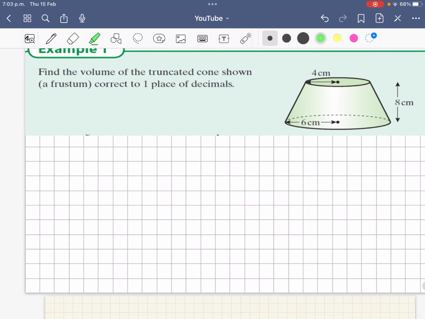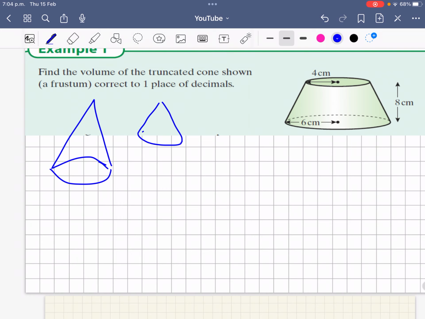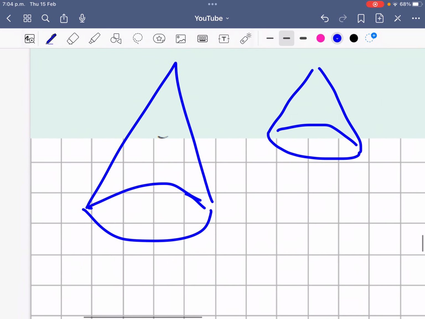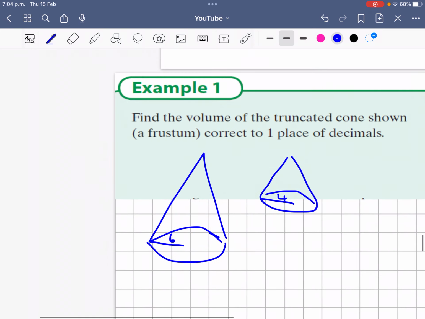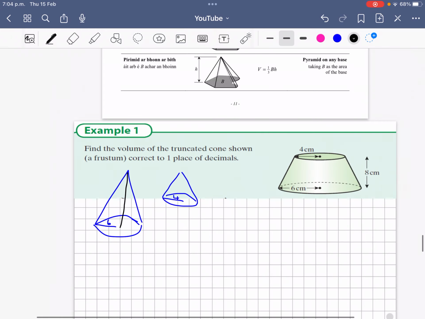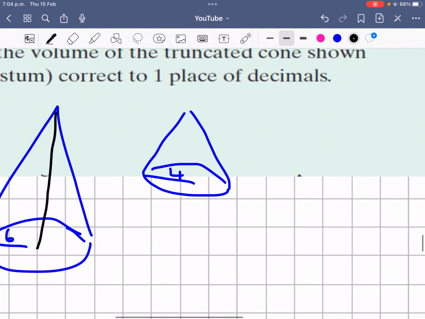Usually when you get this situation, you have to get the larger volume and take it away from the smaller volume, and then you'd be left with your truncated cone. This radius is 6 and this radius is 4. We unfortunately don't know the height of this one, and we know the height to the lower part down here is 8.